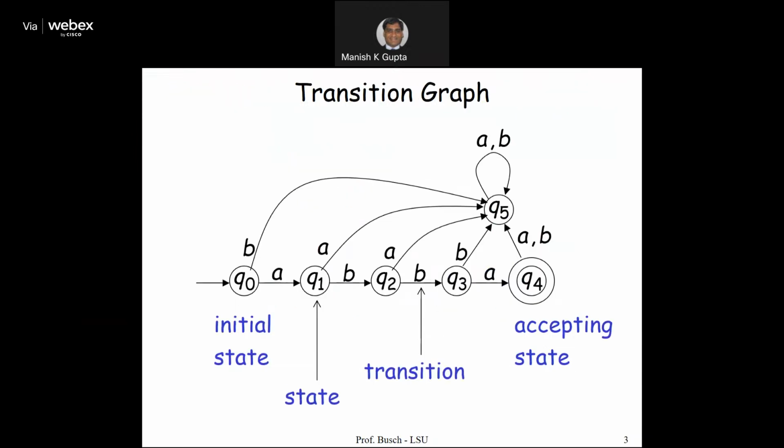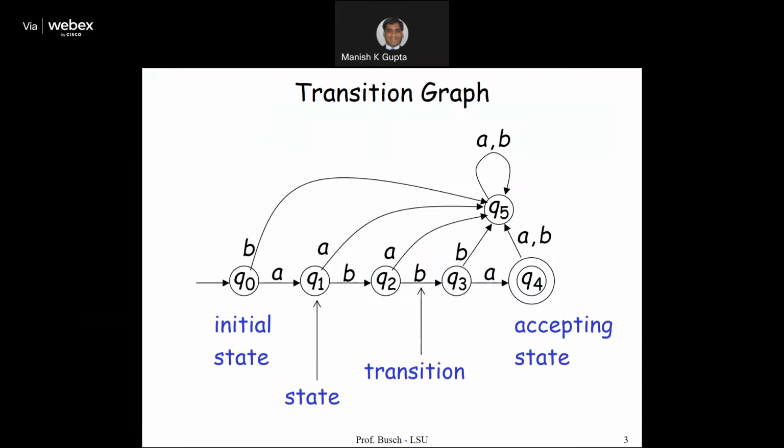Now, normally, this is described with this kind of diagram known as a transition graph. So here we have the initial state, Q naught. Normally, a state with this kind of arrow is known as the initial state. These are intermediate states, and all these are transitions. And finally, a double circle is known as an accepting state.